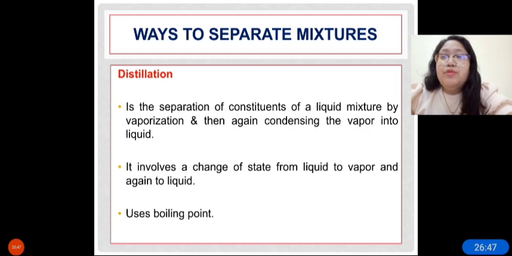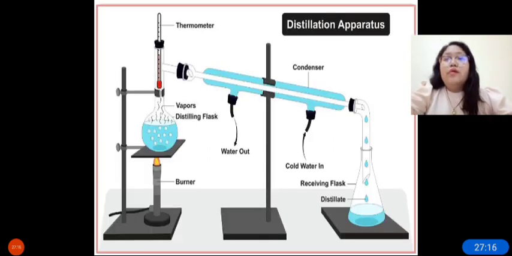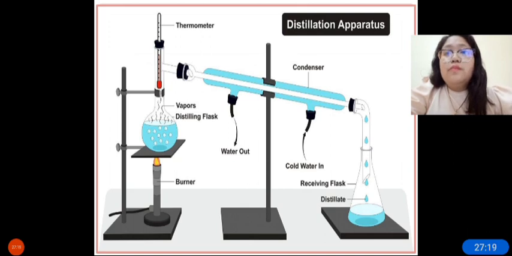Now let's proceed to the ways to separate mixtures. The first method of separating mixtures is distillation. Distillation is the separation of constituents of a liquid mixture by vaporization and then again condensing the vapor into liquid. It involves a change of state from liquid to vapor and again to liquid. Distillation also uses boiling point. Now, to further explain this, I want you to look at this distillation setup.